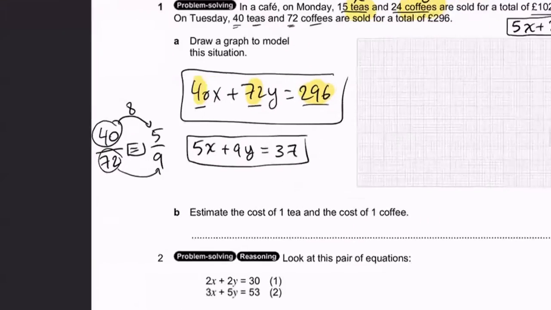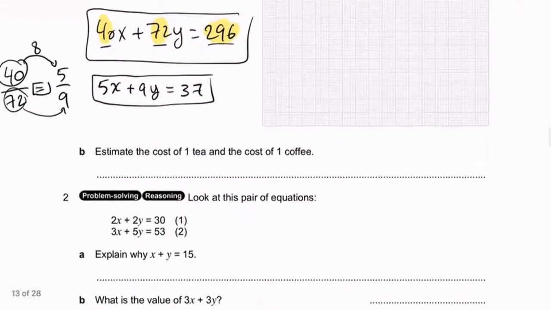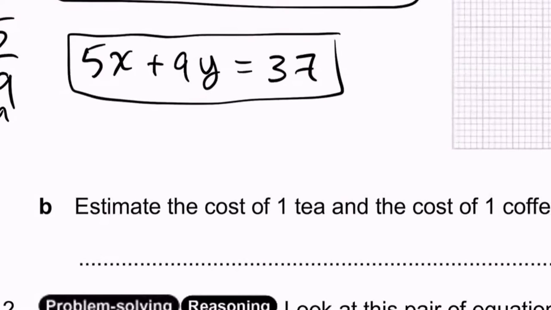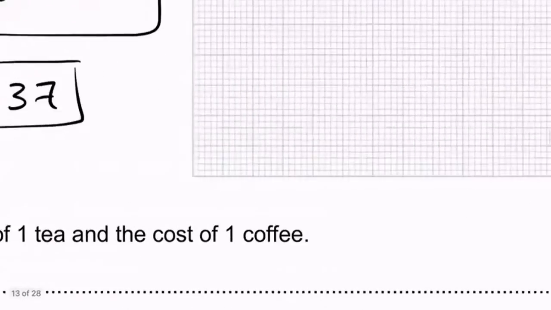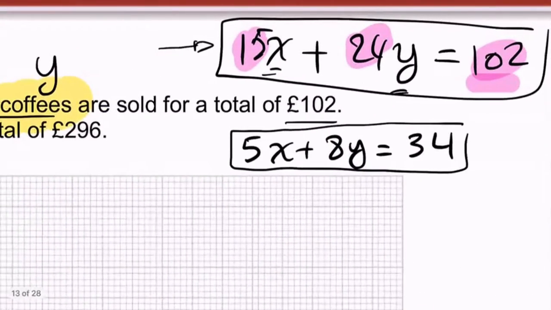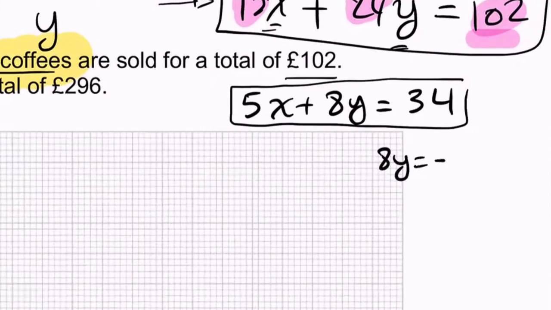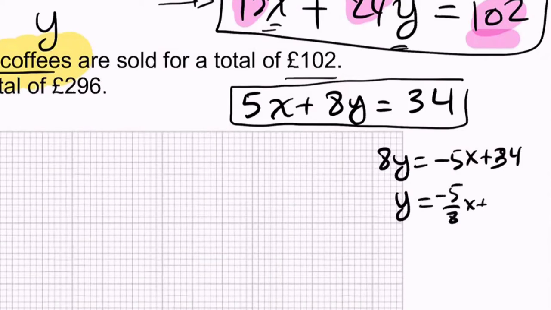Now we want to change the subject of the formula to make it y, just to draw it. So send 5x to the other side, it will be 9y equals negative 5x plus 37. Then divide by 9, so y equals negative 5 over 9x plus 37 over 9. Here also the same. Send 5x, it will be 8y equals negative 5x plus 34. So y equals negative 5 over 8x plus 34 over 8, which means 17 over 4.